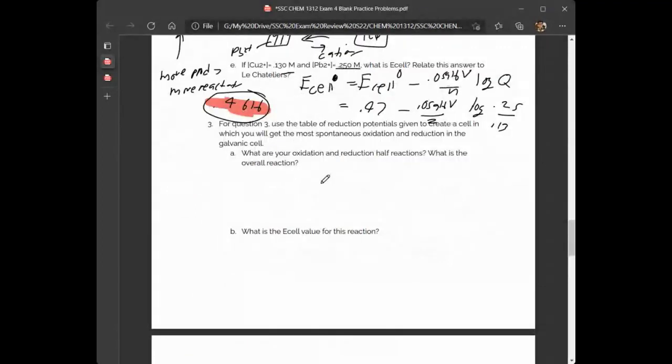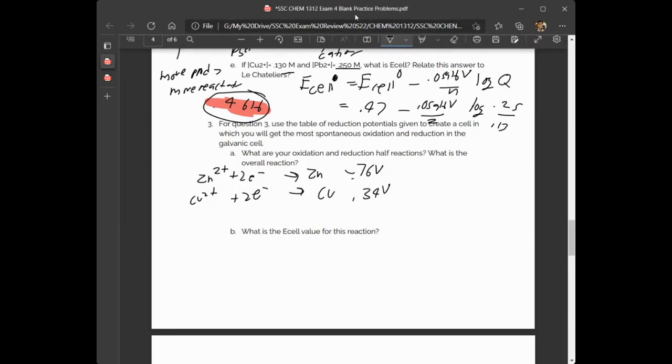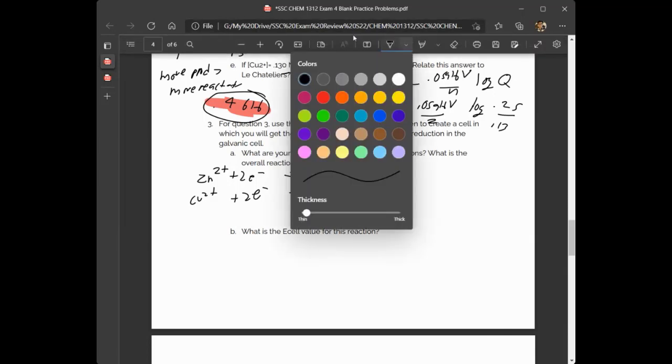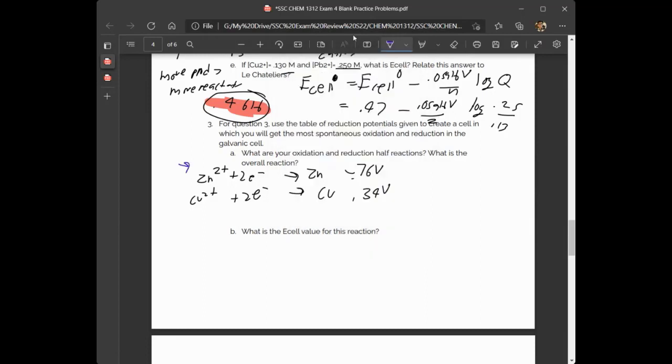So if I write this out, we get Zn2+ plus 2e- to Zn, that's going to be negative volts. And then this is going to be Cu2+ plus 2e- to Cu, that's going to be 0.34 volts. So we can't have both negatives, right? We've got to flip one, to make something that's going to be bigger.